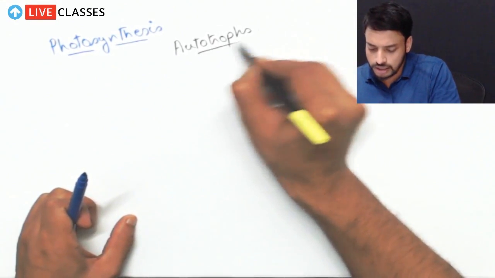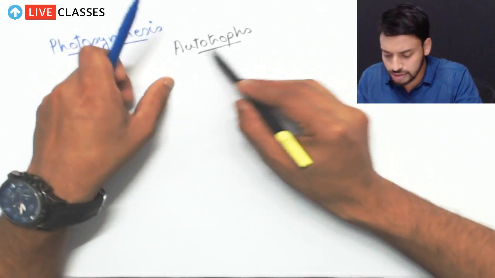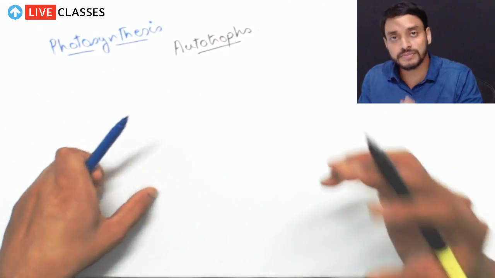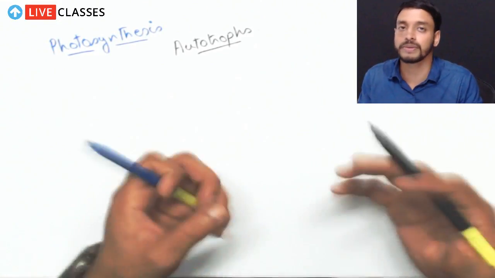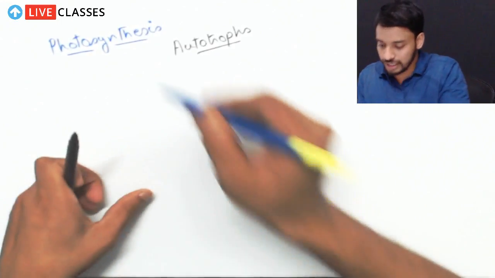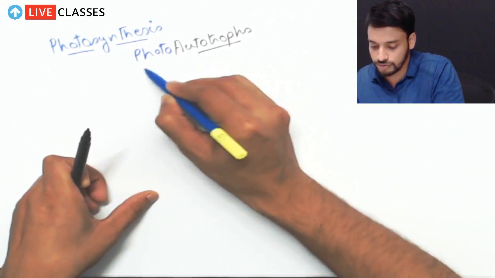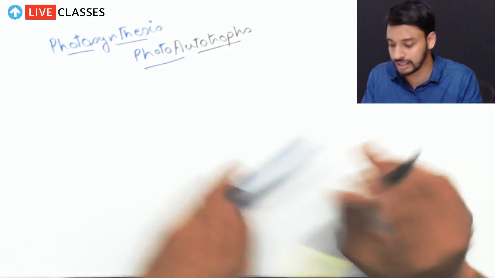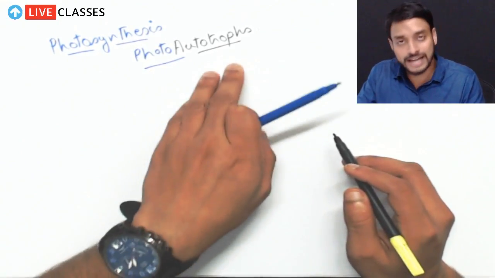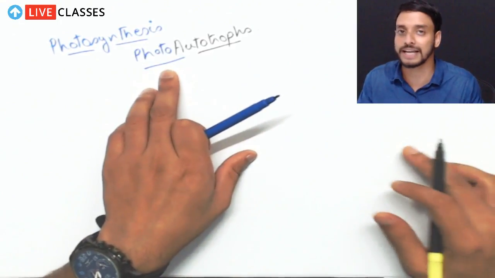Now let's be specific. What's the meaning of this word autotrophs? Autotrophs actually means someone who can make or prepare its own food. But if we are specific, we can call them photoautotrophs. Now I'm sure you can guess what this means. It means the organisms who can make their own food with the help of photon, that means light.